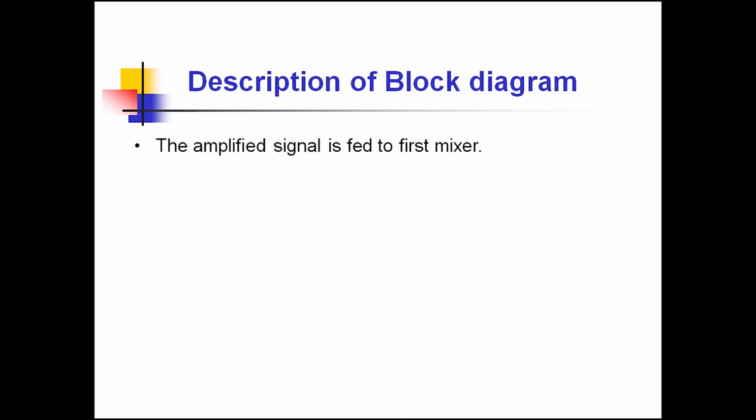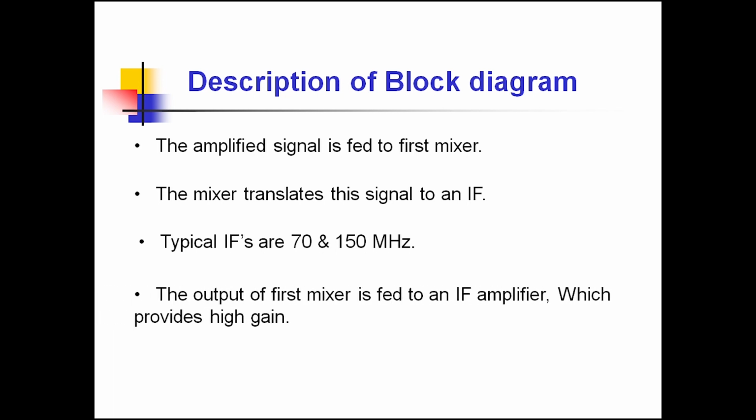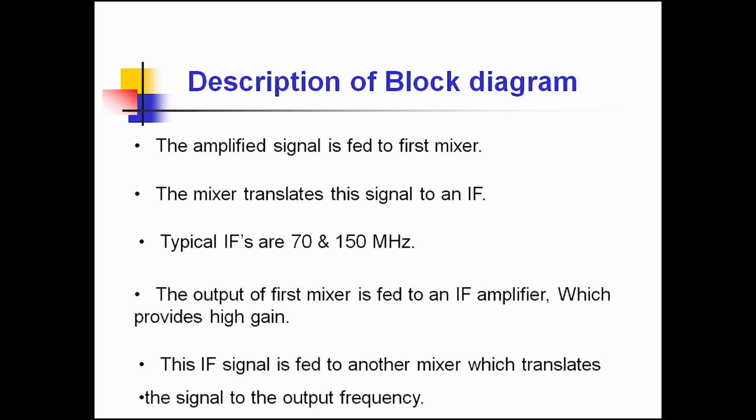The amplified signal is fed to the first mixer. The mixer is translating it into an IF frequency. Typical IF values are 70 MHz or 150 MHz. The output of the first mixer is fed to IF amplifier, which provides high gain. The purpose of this IF amplifier is to provide greater selectivity for the signal, and it also provides high gain.